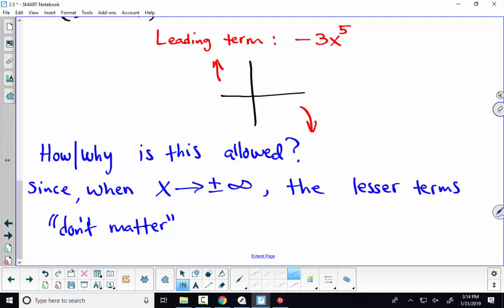Does that make sense? If it doesn't quite sit well with you, then take x to the 5th plus x to the 3rd and just plug in really large values for that, and you'll see that as you get larger, it's always going to be closer to x to the 5th than it is to x to the 3rd, whatever number you're cubing and raising to the 5th power. Okay?